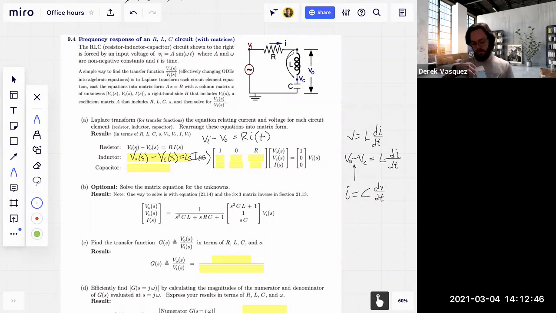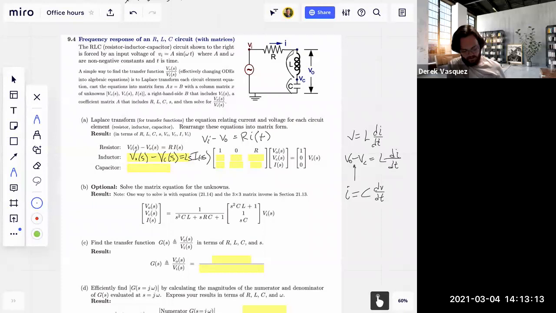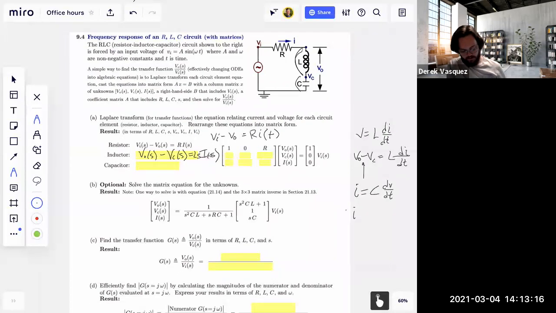And so in this case, we have, so what's our voltage going over our capacitor? It's the voltage drop there. Is it VC minus 0? That's exactly right. So our current going through our capacitor is equal to C times dVC/dt.